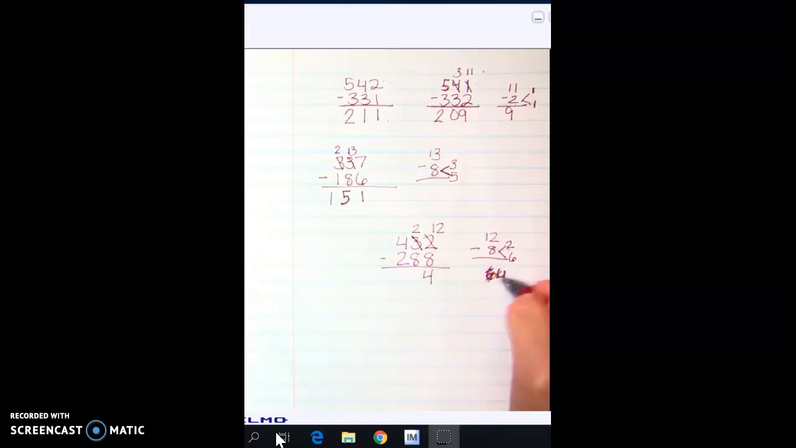Let me go back and check my work there for that. I'm not sure why I did that. 12. I'm going to break that 8 up into a 2 and a 6. So I take 12, take away 2 is going to give me 10. And then take away 6 from the 10 will give me 4. Perfect.